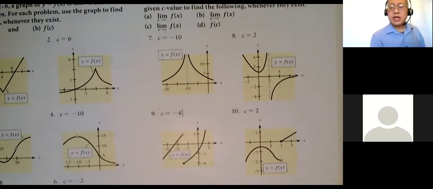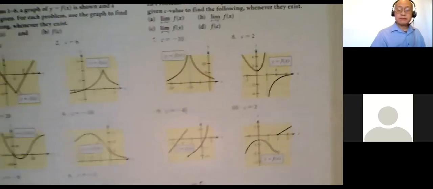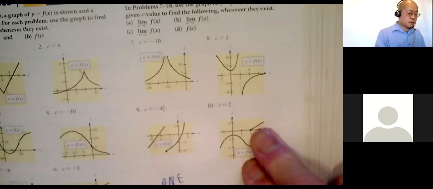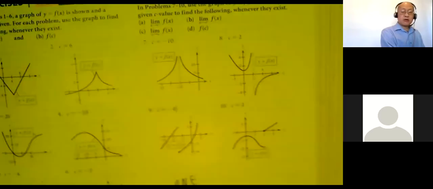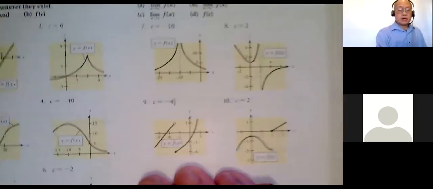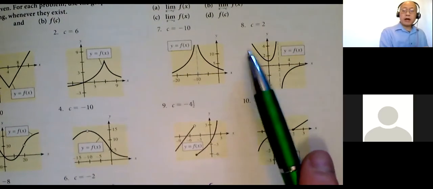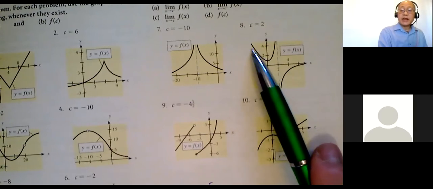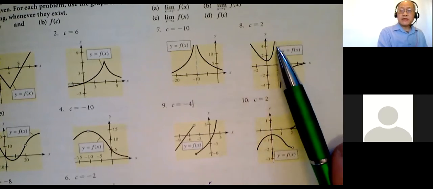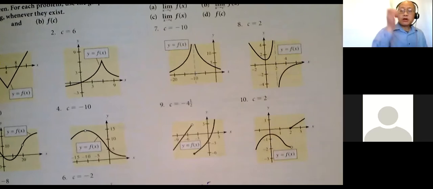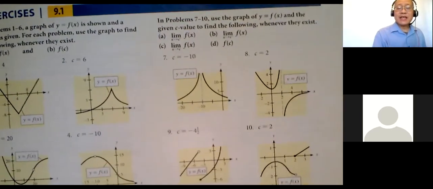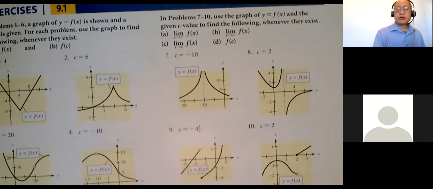Number 8, c equals 2. So I can't quite do this. Here is 2. So I approach the function from the left side. If I approach the function from the left side, the y values are shooting up to infinity. So 8a is infinity, the sideways 8.